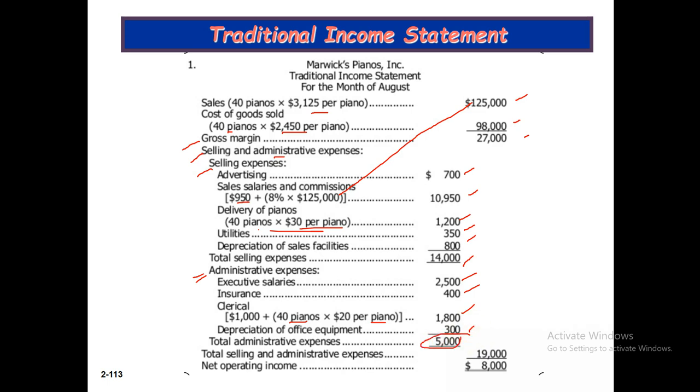So administrative and selling, the total administrative and selling would be this figure, 90,000. So after reducing this figure from 27,000, we are getting our net income. This is our net income. I think everybody is clear on this traditional income statement.